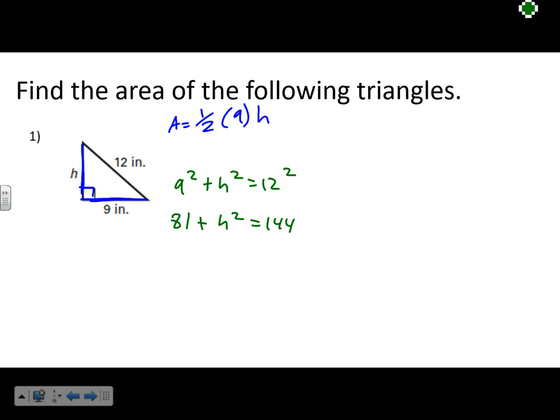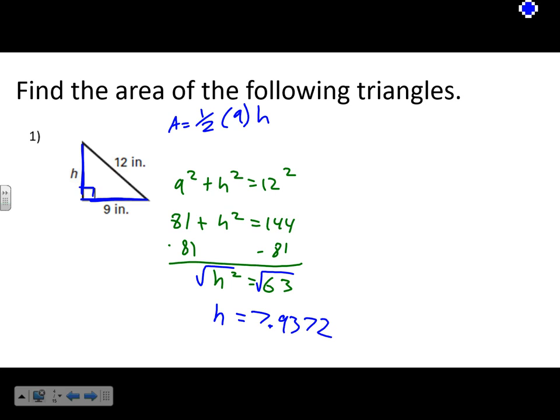Then subtract 81 from both sides. H squared is equal to 63. And then take the square root of both sides. H is equal to the square root of 63, which is 7.9372. If you round to 7.9, that's fine. Or what I would do is I always use 2 decimal places, 7.94. It doesn't make any difference whichever one you want to do. But since they didn't specify to round to 1 or 2 decimal places, I usually go with 2. But again, I'll accept either answer.